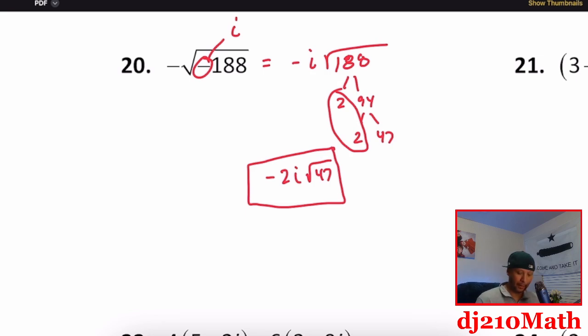Right, knowing it's a prime number is clutch because otherwise you're in the calculator trying to figure out what number divides into 47. You're going to go through all the numbers to find out that only 47 and 1 are the only things that work.